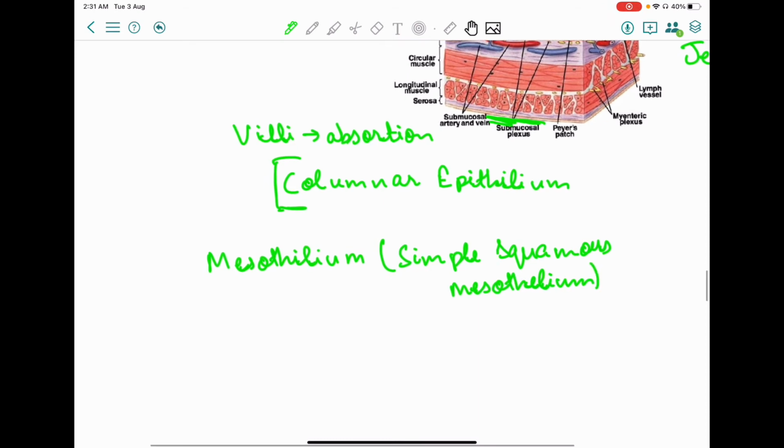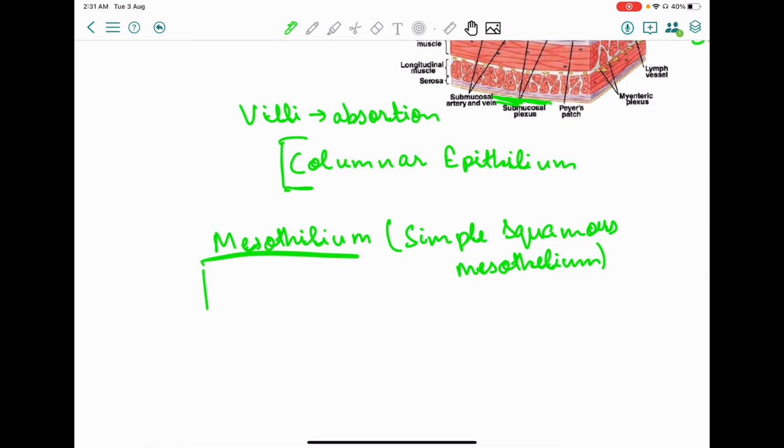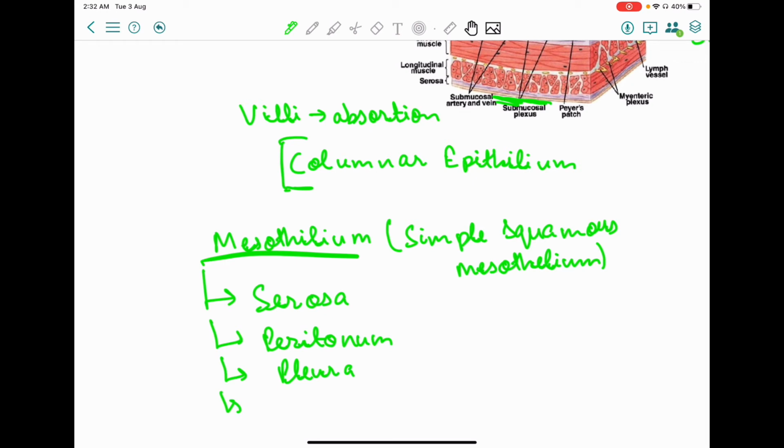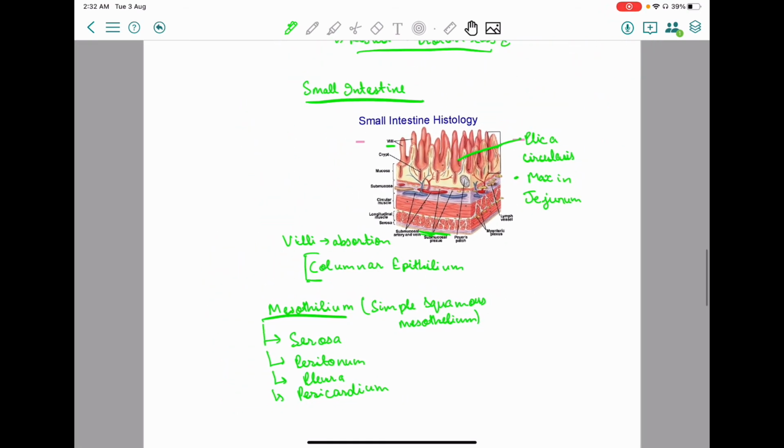And here I'm going to tell you that this is of four types: serosa, peritoneum, pleura, and then the last, pericardium. So this is the thing. This last layer is mesothelium. It is of four types: serosa, peritoneum, pleura, and pericardium.